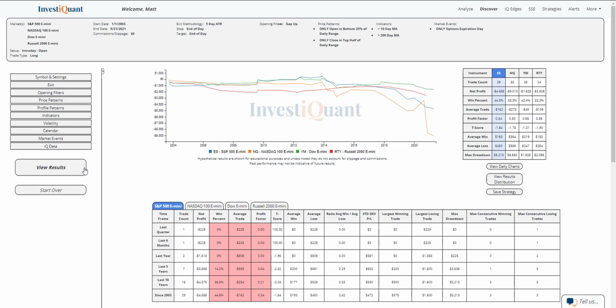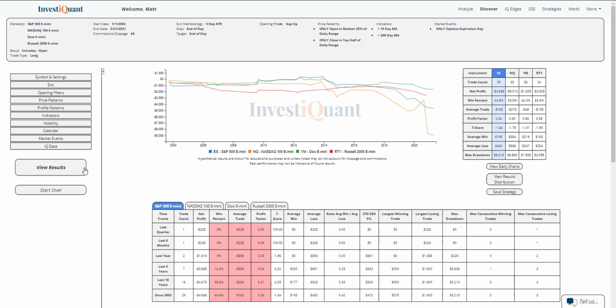Historically, we've got 29 samples of the S&P with this pattern dating back to 2003. The NASDAQ has 33, the Dow has 33, and the Russell has 24. If we take a look at the win rates on them, you'll see that they are all a bit weak. The S&P coming in at 45%, the NASDAQ weaker at 33%, the Dow 42%, and the Russell 33% as well. So the win rates on these have been weak historically.